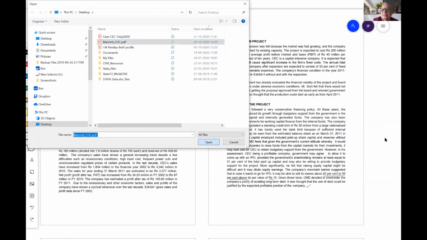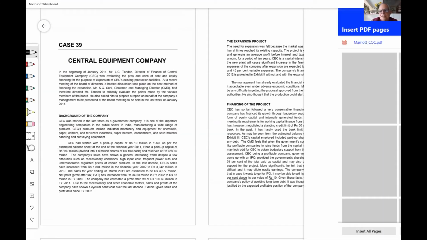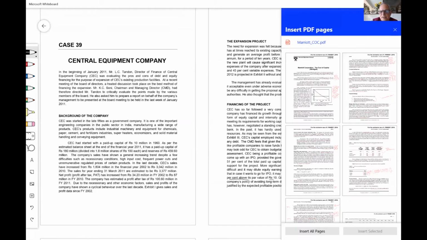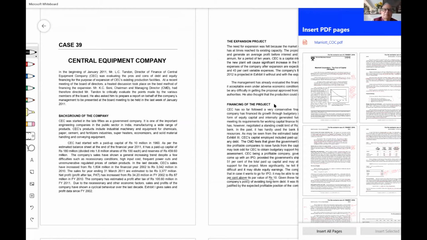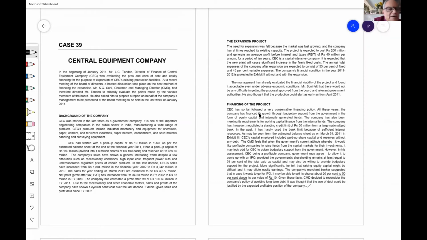This is the case, okay, which we had discussed. Now, you hit insert all pages or insert selected. If you want to bring only one, you can bring one. If you want to bring all of them, then you say insert all pages. Now, when you do that, what happens is that these pages may be moving differently. They may not be together at one place.